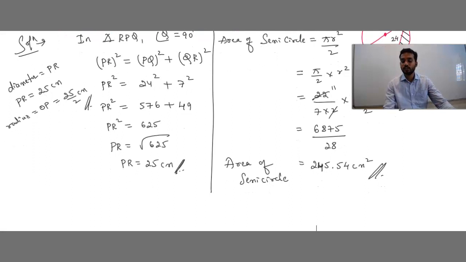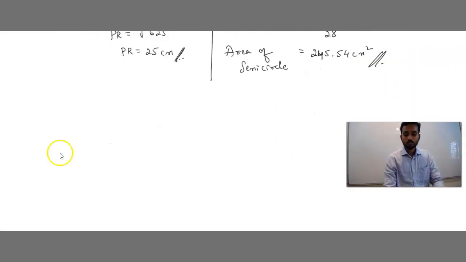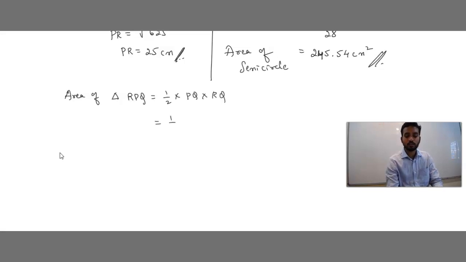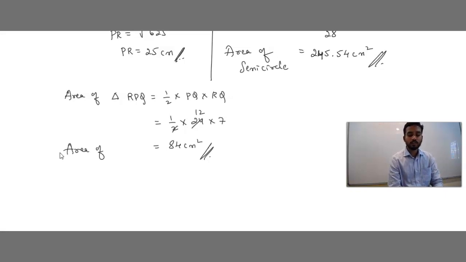So what should we do in this? We want the shaded region, right? Now we can see here the area of triangle RPQ is equal to, can we apply area of triangle, half into base into height? Yes. Half into what is base? PQ, into height is RQ. Right? Half into what is the value of PQ? 24. RQ is 7. 2 1s are 2, 12 7s are 84 centimeter square. This is the area of triangle RPQ.